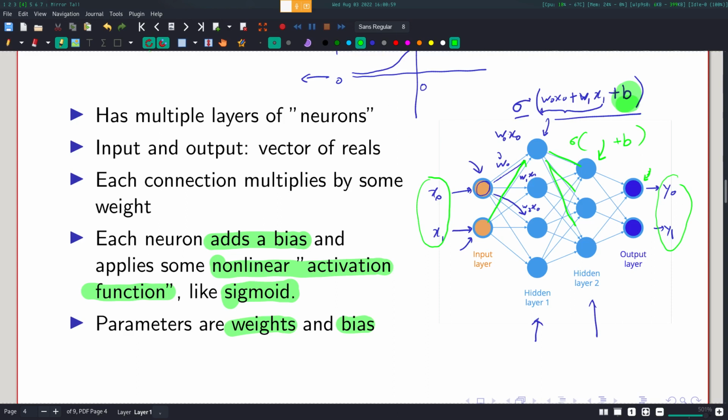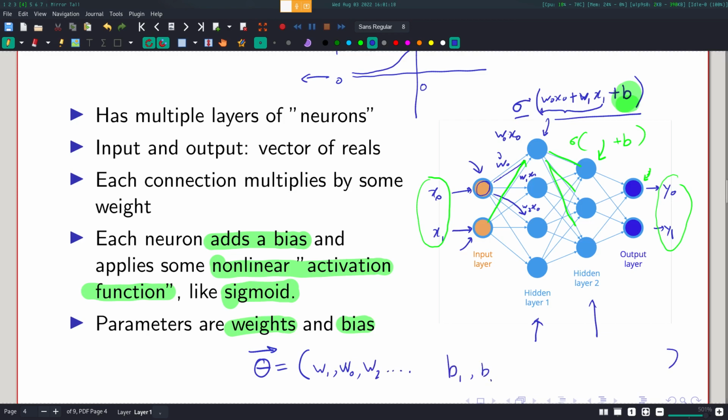So your set of parameters, or parameter vector, theta, this entire theta vector, is going to be this huge vector which contains all the weights and all the biases, collected from the entire network. So your theta basically looks like this huge collection of weight values and bias values, right? These are what your parameters are, weights and biases.